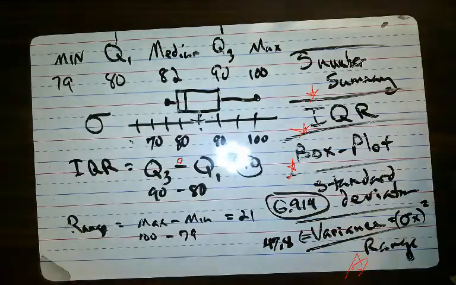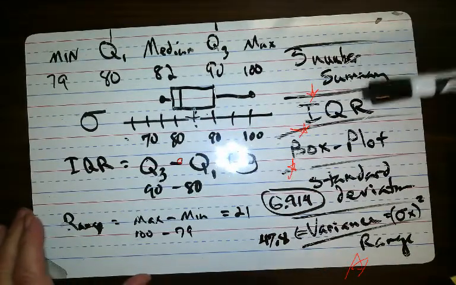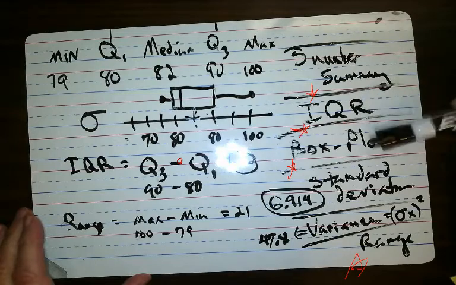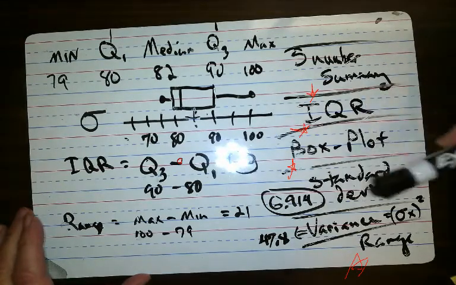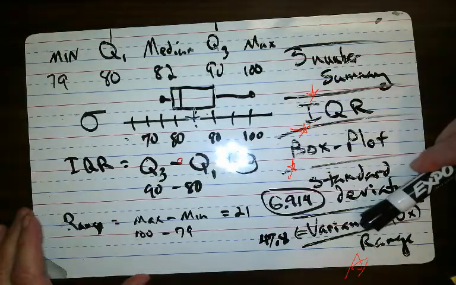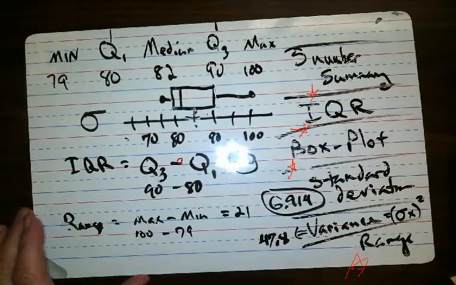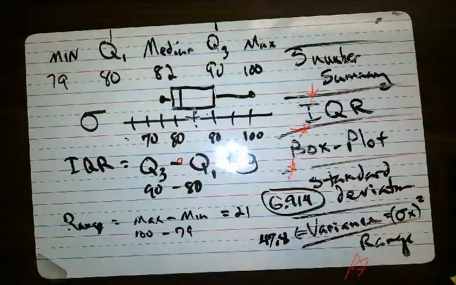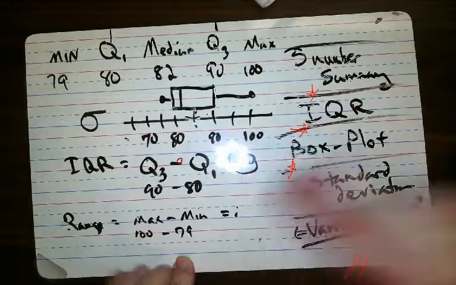So let's do it all again. We'll do it with another set of numbers just to practice. What are we learning? Where to find the 5-number summary, how to draw a box plot, how to find the IQR, what the standard deviation is, how to find the variance, I just square the standard deviation, and then the range, right? So all of these things mean something in statistics. So we're going to find out.